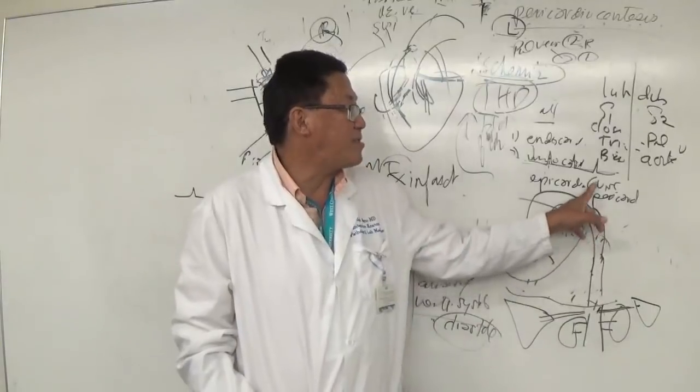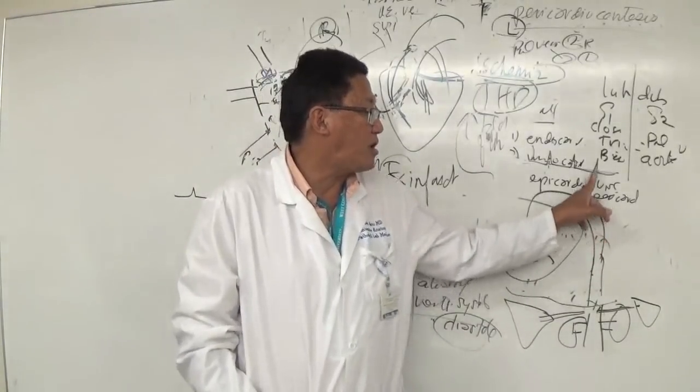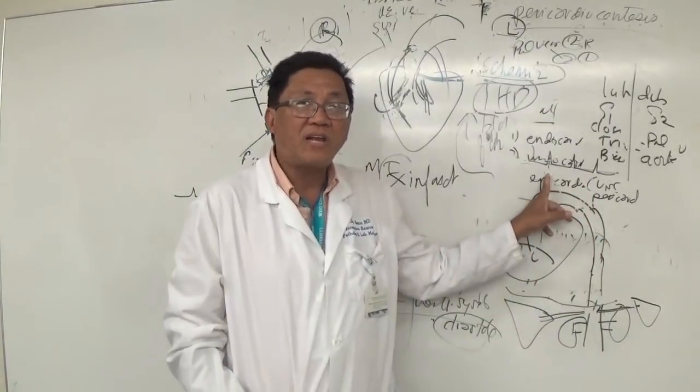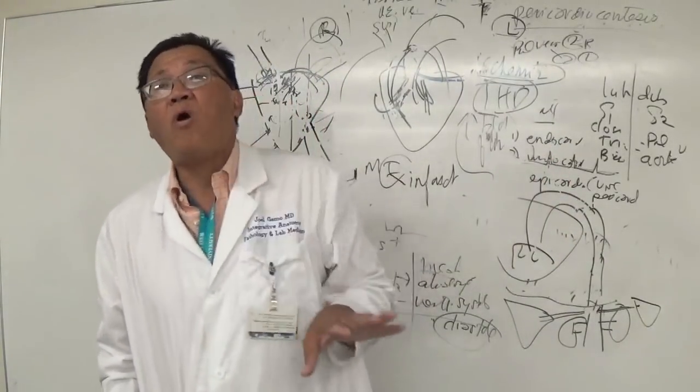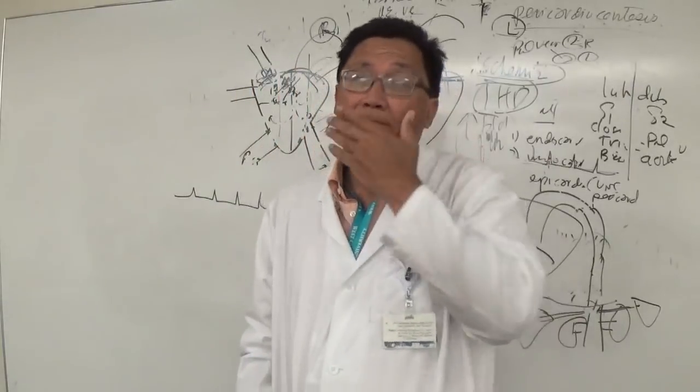Make sure you know what comes out here. Remember, left subclavian, common carotid, brachycephalic. What else do you have here? Right subclavian, and then what? Common carotid. Now, why do you need to know this blood vessel? I will tell you why.